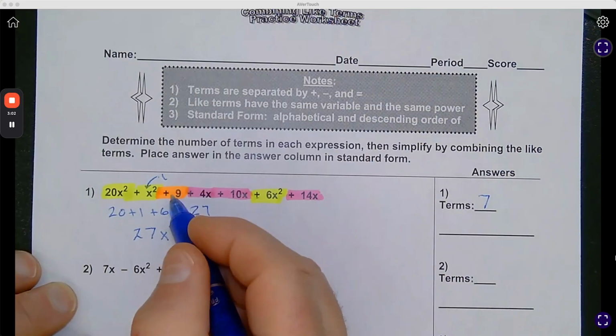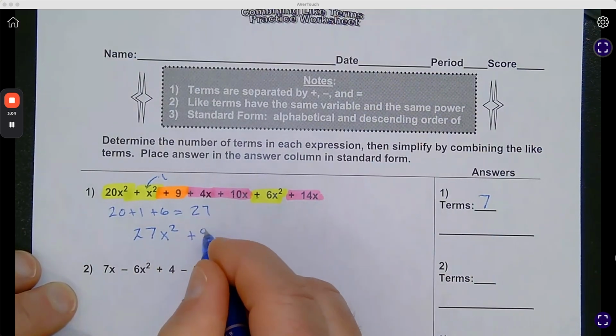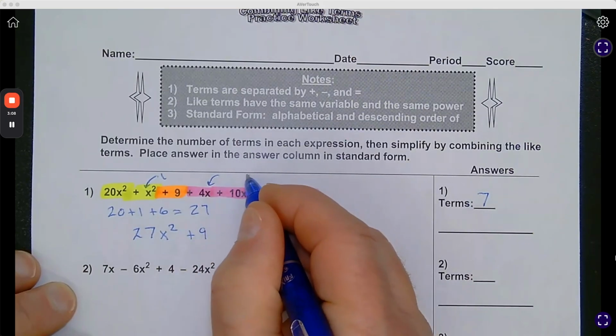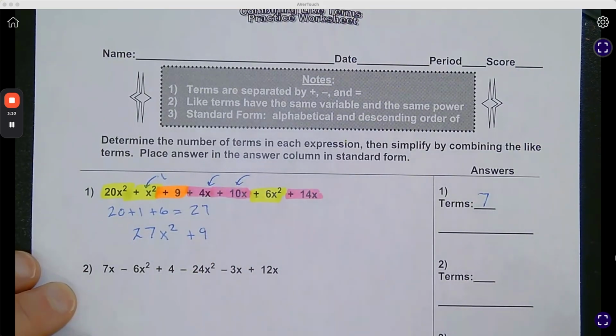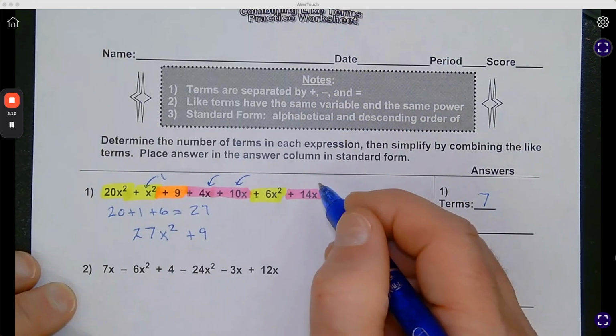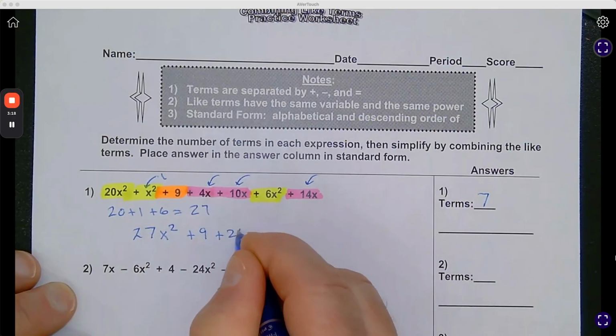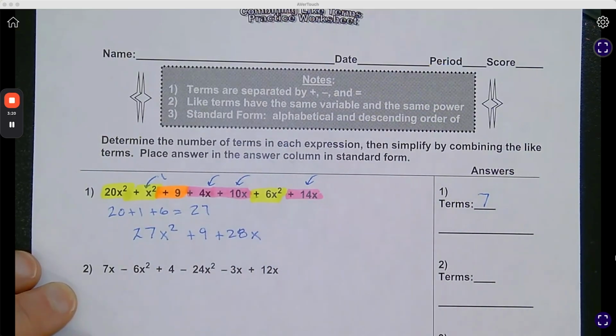All right, now I'm just going to write this lone plus 9, and then I'm going to go ahead and combine my x terms. There's 4 plus 10. What's 4 plus 10? Good, and then plus 14. So 14 plus 14 is 28. And notice your category is x.